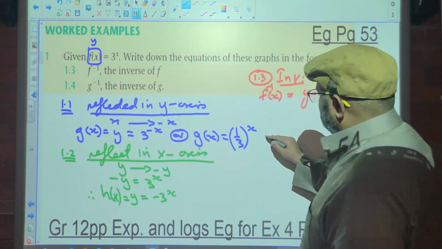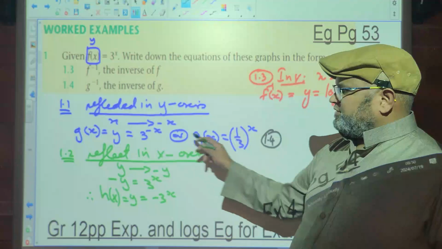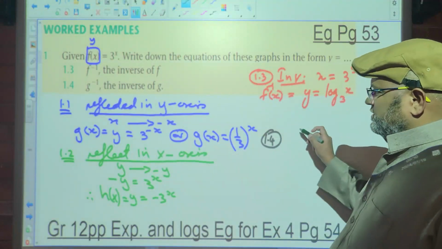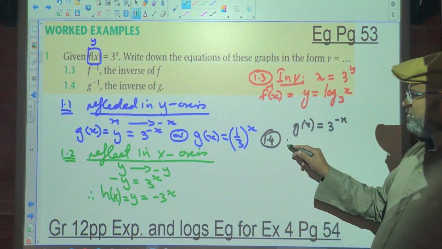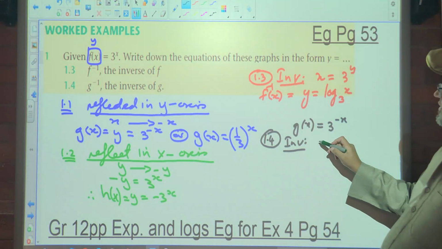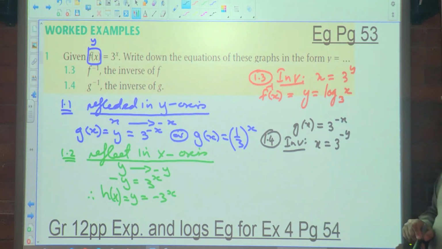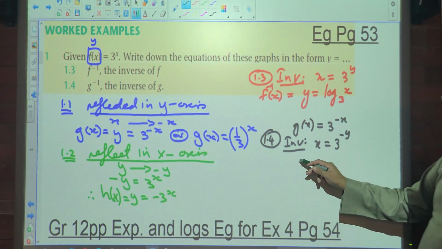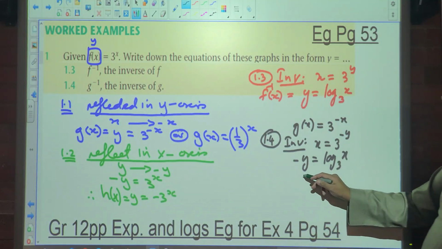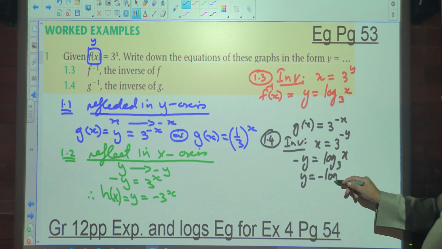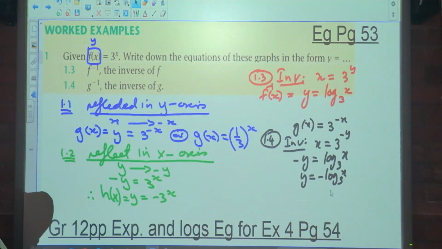1.4. The inverse of g. So what is g of x? Either one of these two, not so? So let's do both. You don't have to do both. I'm just showing you what happens if you had gone with one and not the other. We look at the inverse here. So what we do, we interchange x and y. So x is equal to 3 to the minus y. So this can be written as negative y is equal to log x base 3. So y is equal to negative log x base 3. All agree with that?